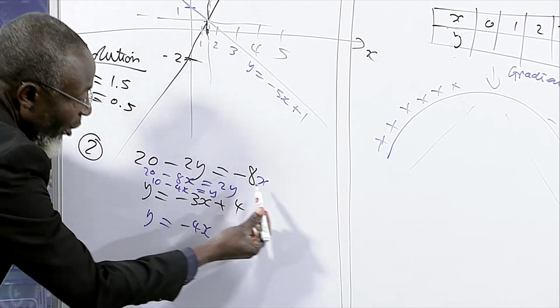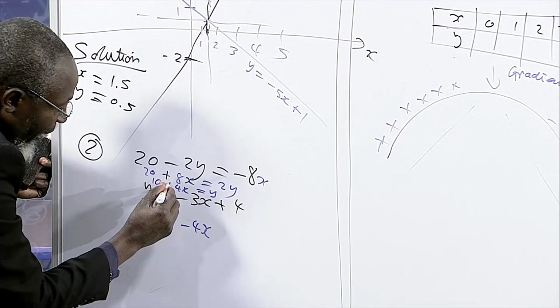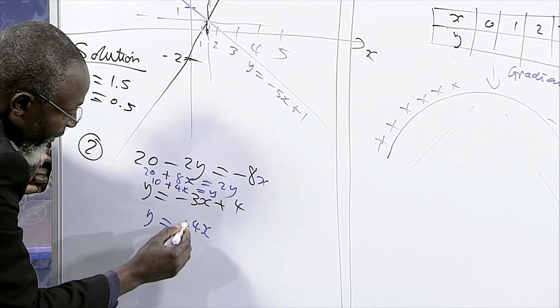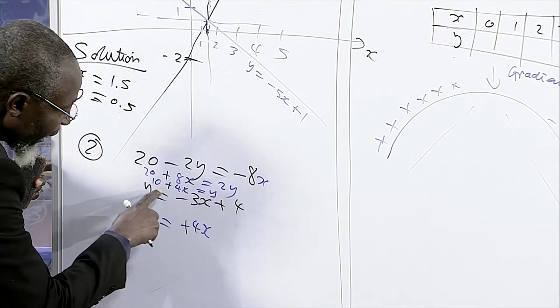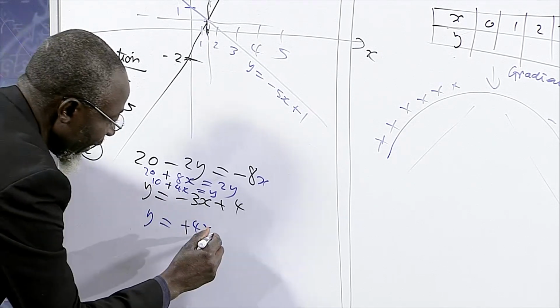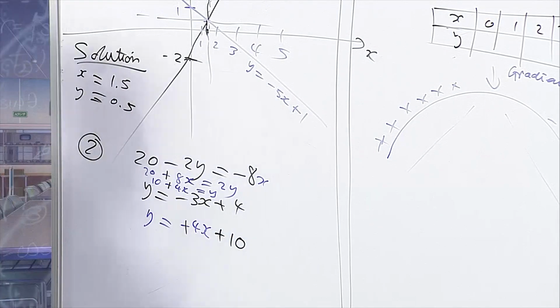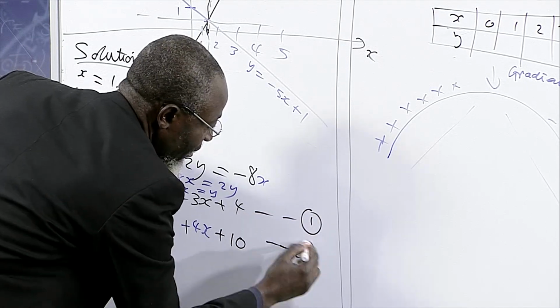So the minus sign, if it comes this side, now becomes a plus sign. And again here, this becomes a plus sign. When I'm doing this, it becomes a plus sign again, so that it makes sense. Right, so we've got our y, which is here, and our 4x plus 10. So these are the 2 equations. This is equation 1, and this is equation 2.